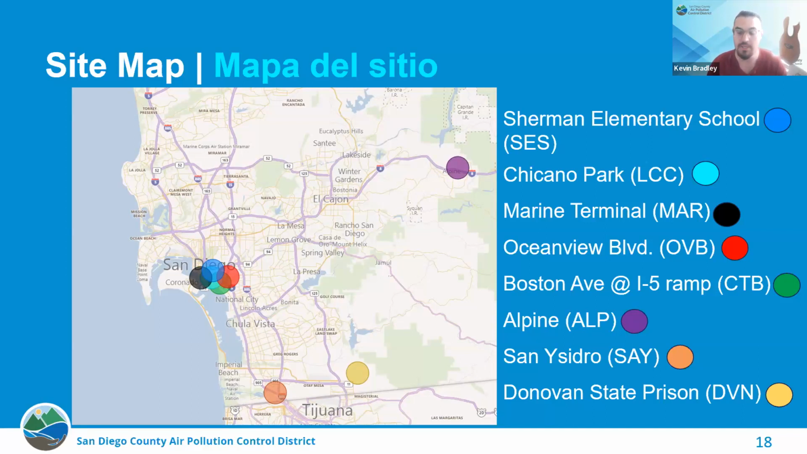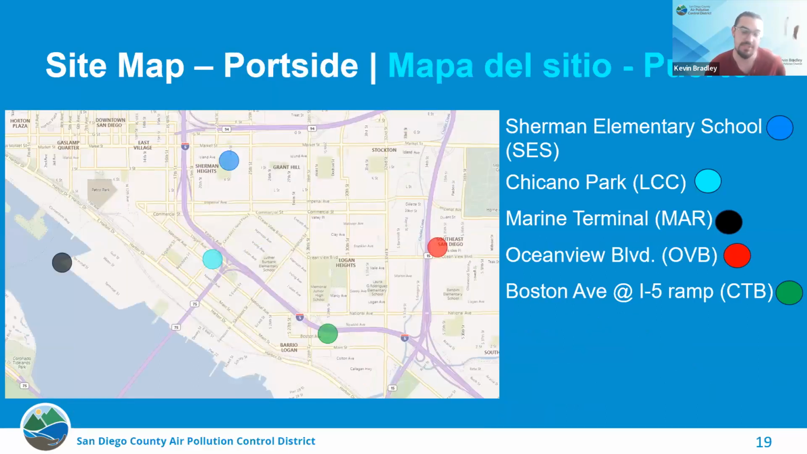I'll just also mention that down south by the border, we have a site at San Ysidro Fire Station, that's the orange dot, and at Donovan State Prison, which is our yellow dot there. And so we will be comparing a little bit to the data we've gotten at Alpine and San Ysidro, and we recently started collecting data at Donovan. So I'll get back to that in a minute here. Next slide, please.